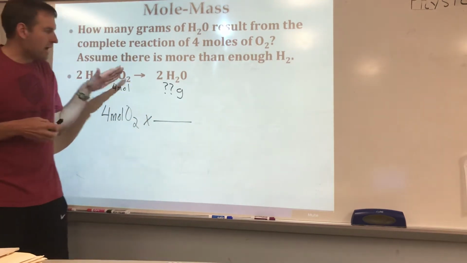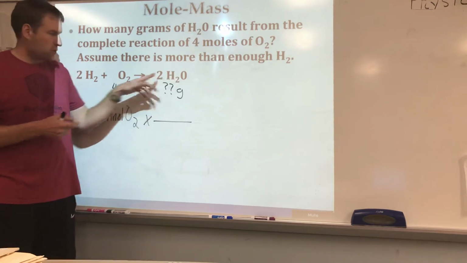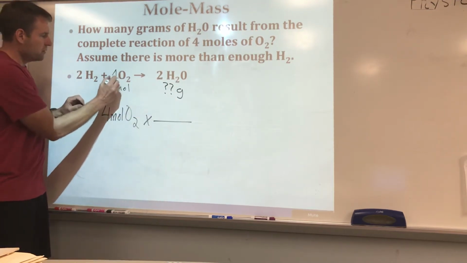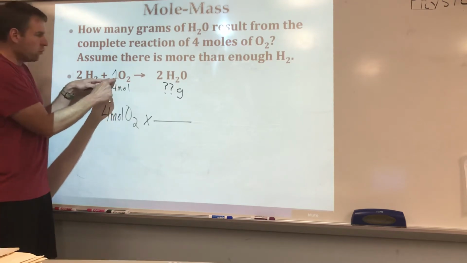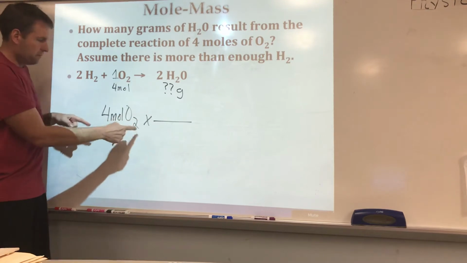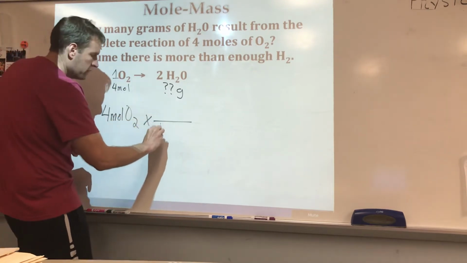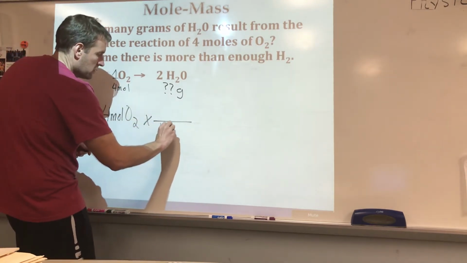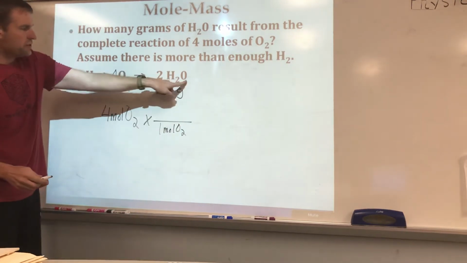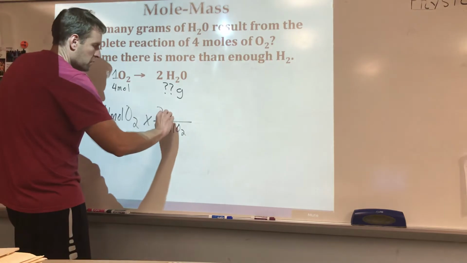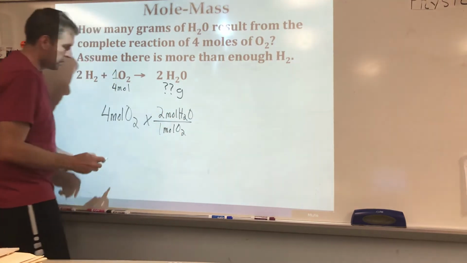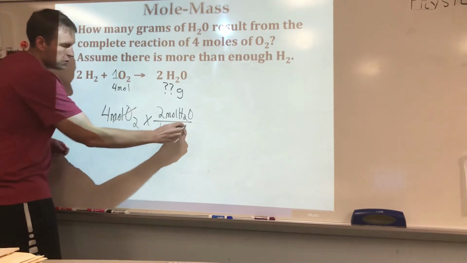So my question is, how many moles of H2O would that produce? So I look at the equation. There's an understood 1 right here. So the ratio is 1 to 2. So I put my 1 on the denominator, cancels out this. For every 1 mole of O2, there's 2 moles of H2O. I can cancel my moles of O2.